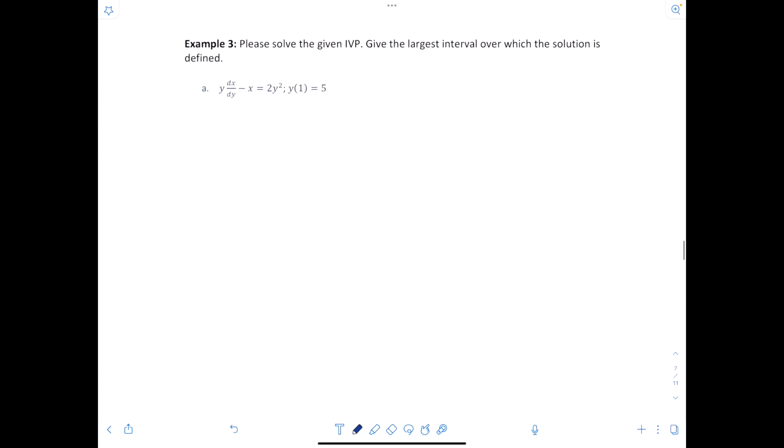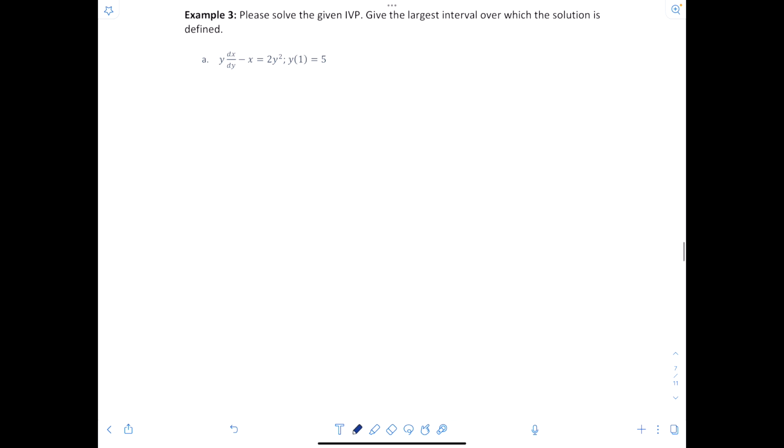Okay, example 3. Now we're given an initial value problem. So let's go for this. We also want to give the largest interval over which the solution is defined. So, same deal, okay? We're just going to isolate dx dy this time. And then it's going to be a little bit different.